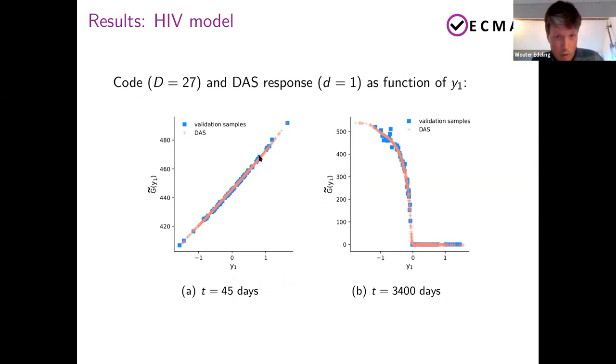So blue is the code, which is 27 dimensional, but I just plotted along this one dimension. And then the orange line is the 1D surrogate approximation. So you can see that even though you have 27 inputs, if you're able to find these directions, it's really just one dimensional at a given time. At a later time, it's still pretty much one dimensional, although there is a little bit of variation over here.